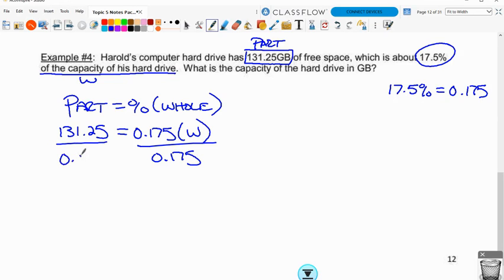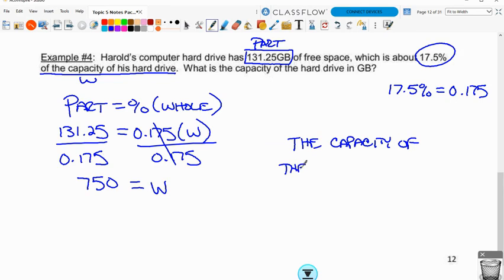We also have to do that to the left-hand side. On the right, 175 thousandths divided by itself is 1, leaving us with W. And on the left, 131 and 25 hundredths divided by 175 thousandths gives us an answer of 750. The question said, what is the capacity of the hard drive in gigabytes? We can say that the capacity of the hard drive is 750 gigabytes.